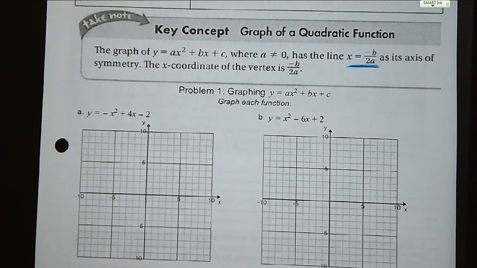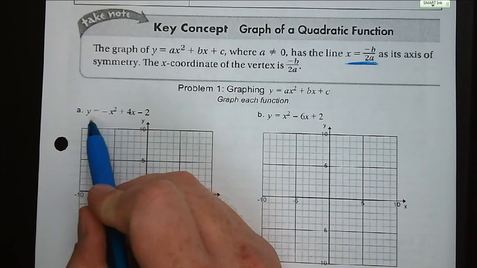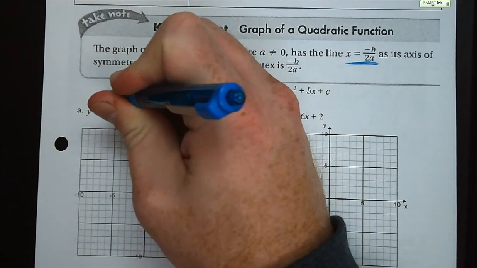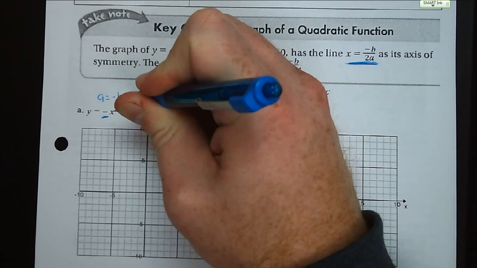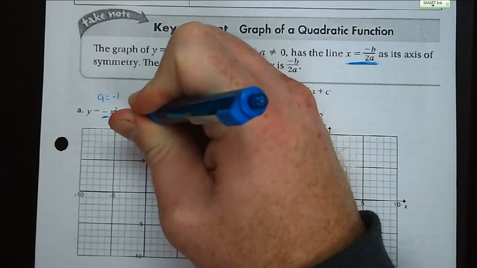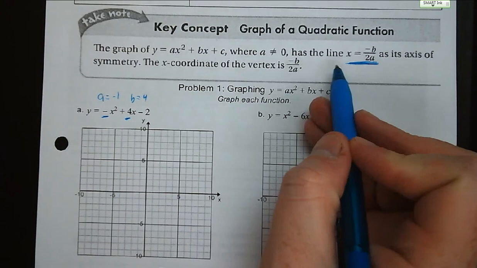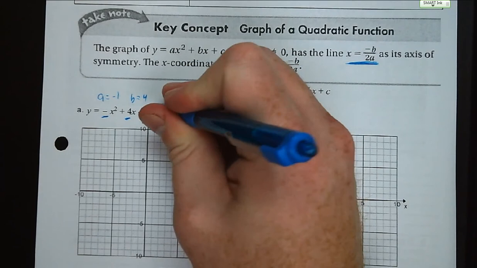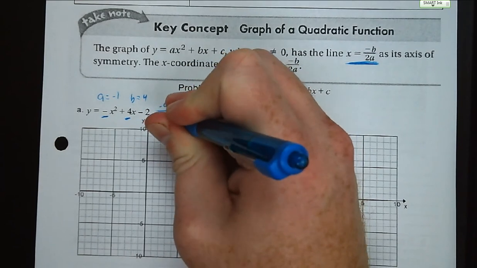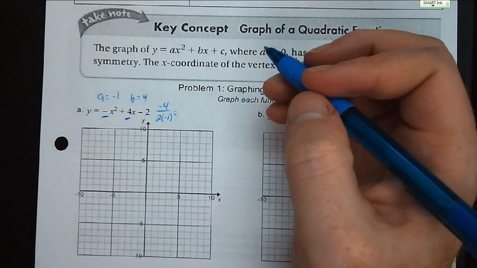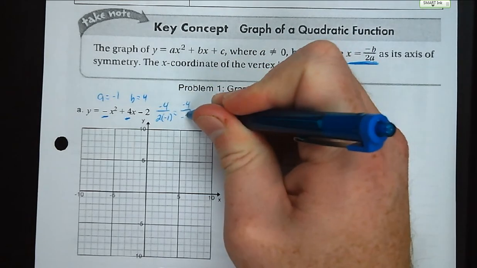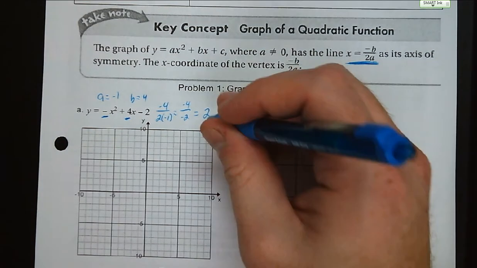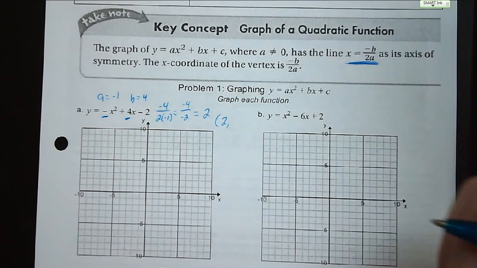Okay? So we're going to take a look at our first equation, y equals negative x squared plus 4x minus 2. So a is going to be negative 1 and b is 4. So in our equation, the opposite of b over 2a: the opposite of 4 is negative 4 over 2 times negative 1. Negative 4 over negative 2 is equal to positive 2. So that gives us the x-coordinate for our vertex. So it's 2 comma something.